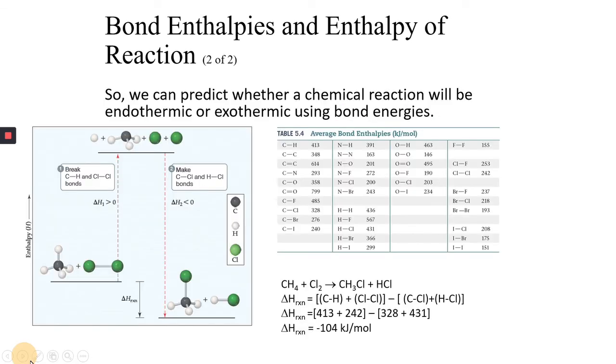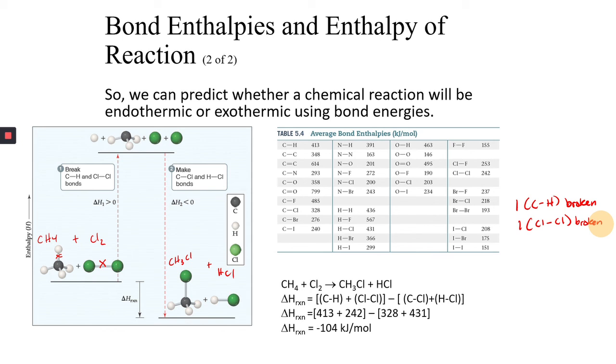So let's do an example of this. So here's a picture. Here I have methane plus chlorine gas. And in the end, I'm going to form this compound. So in order to get my methane, to get rid of a hydrogen and bond with the chlorine, I have to break one CH bond. I have to break this bond. So one CH bond has to be broken. And then I also have to break one chlorine bond.